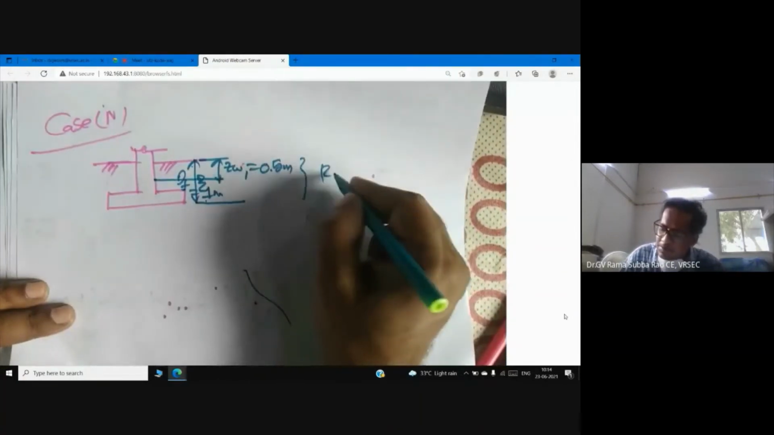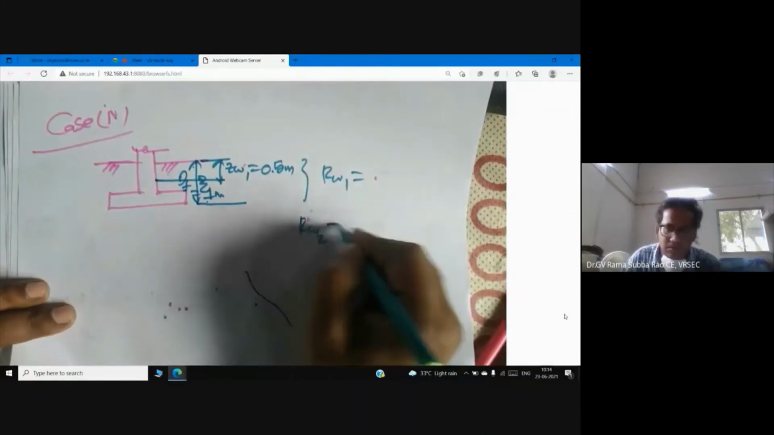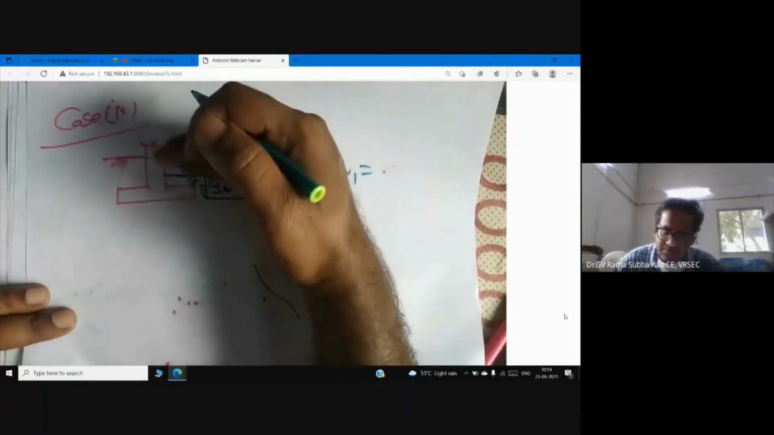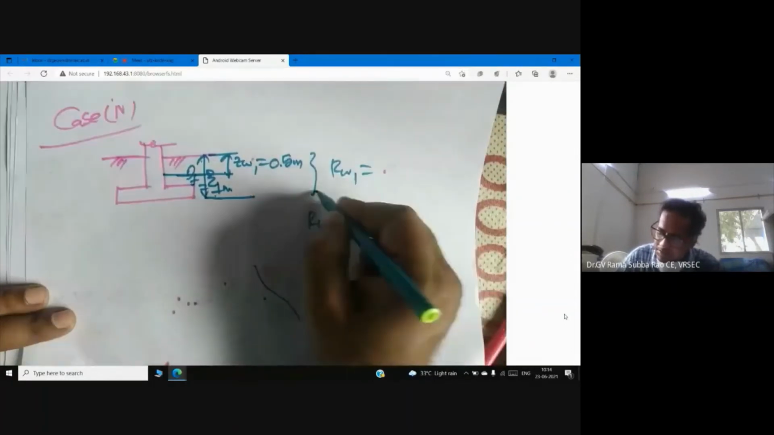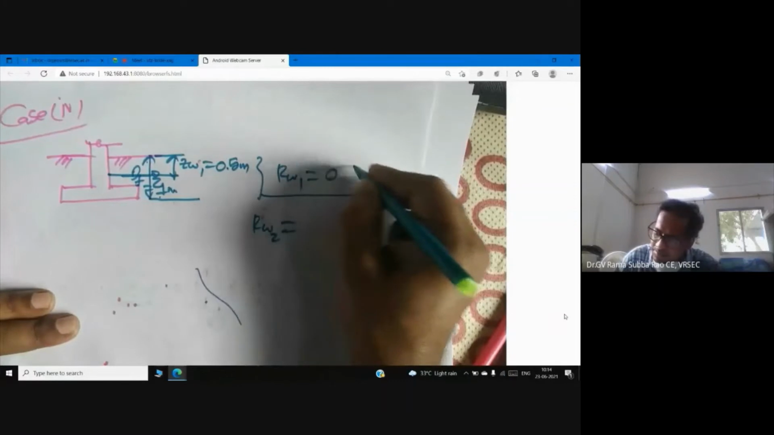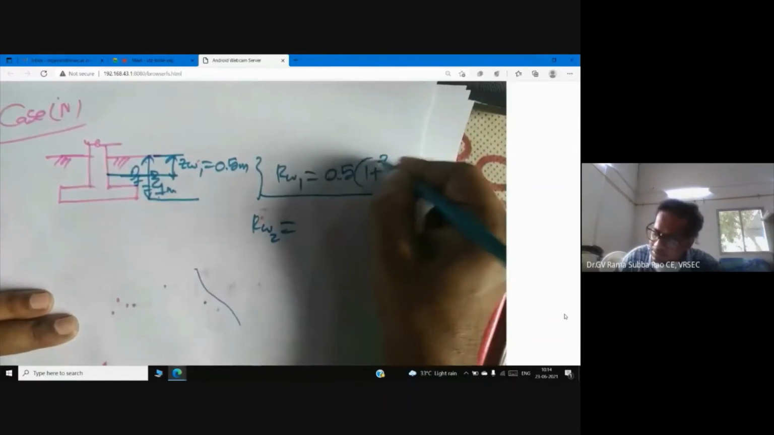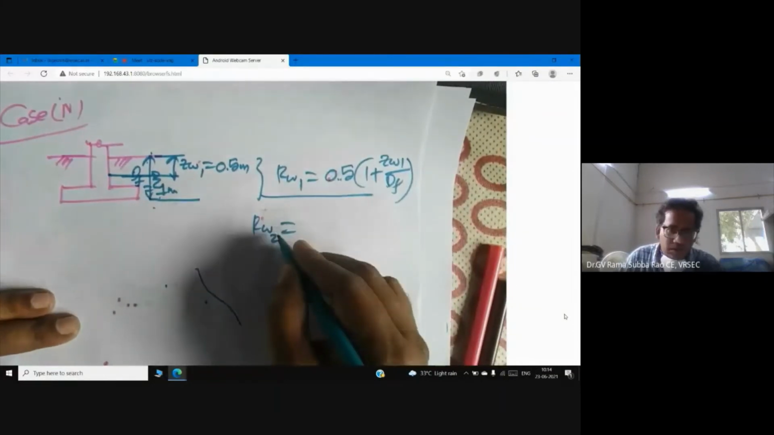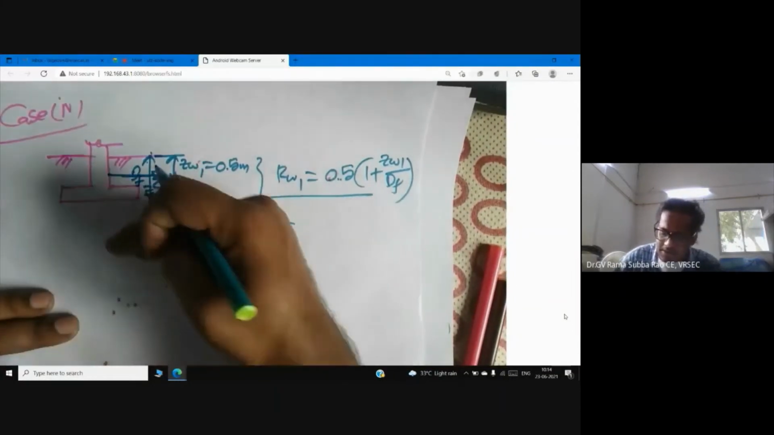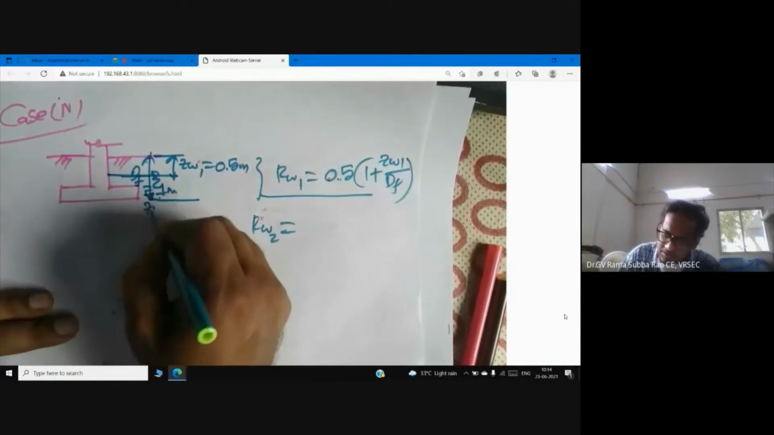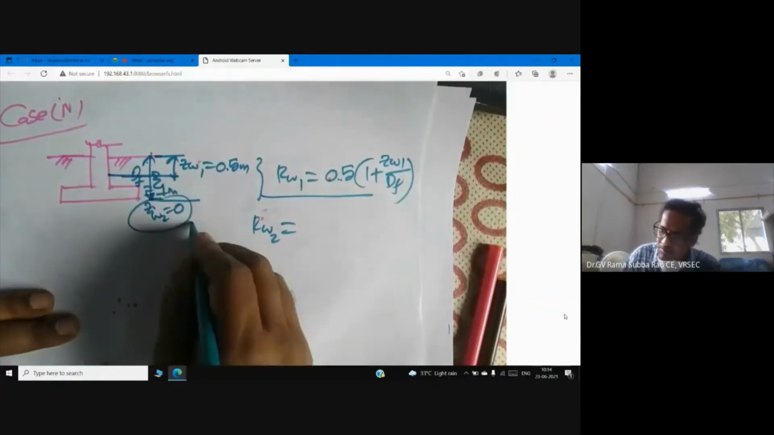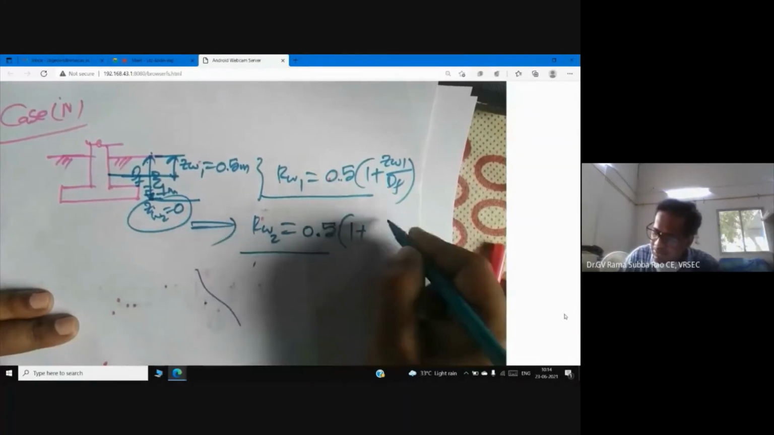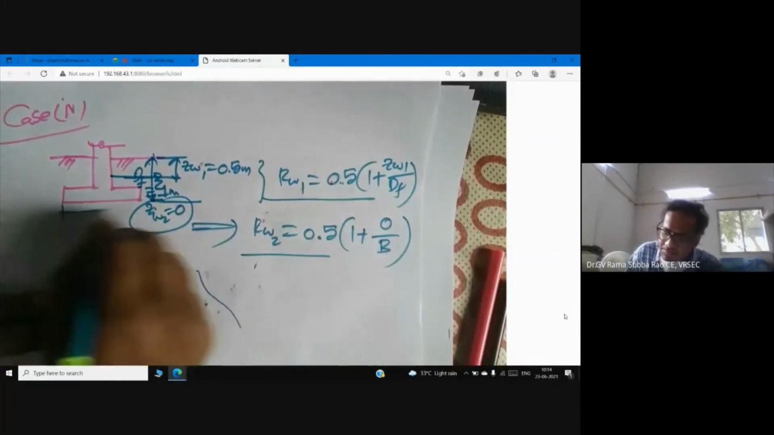Now, can anyone tell me how to calculate RW1 and RW2? No doubt the water table is rising even above the base of the footing. Can anyone tell me? 0.5 into 1 plus ZW1 by DF. Now we have RW2 here, you see the water table is already rising, so ZW2 is 0. So RW2 is 0.5 into 1 plus 0 by B, the width of the footing.